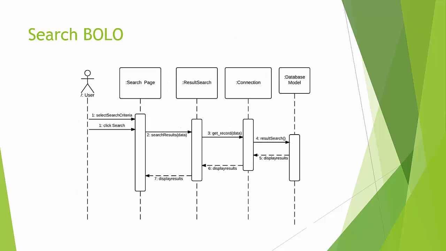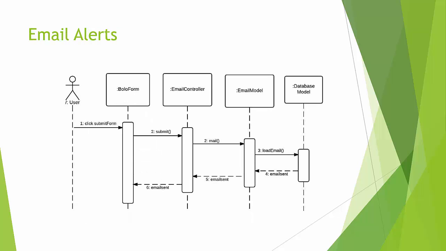Here we can see the Search BOLO sequence diagram, where the user selects the search criteria from the search page, then clicks on Search, and the system will find the information using the criteria desired by the user and display the results. The Email Alert sequence diagram allows the user, when he is in the BOLO form, to click on Submit, and automatically the system will load all the emails from the database and start sending all the emails with the information.